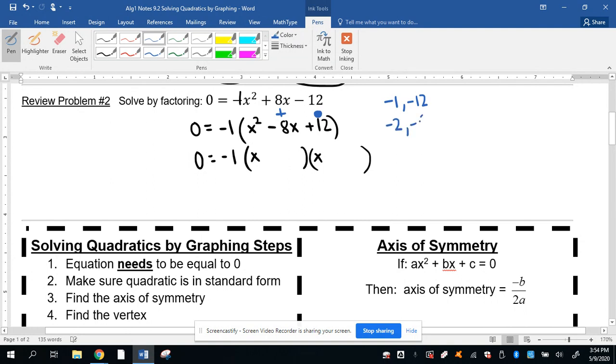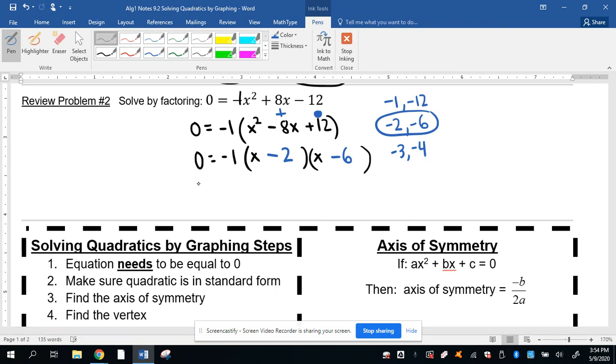-2 and -6 will multiply to get +12. And -3 and -4 multiply to get +12. The pair that adds to get our middle coefficient term, that -8, is -2 and -6. So we are done factoring. Now we are going to solve by factoring.